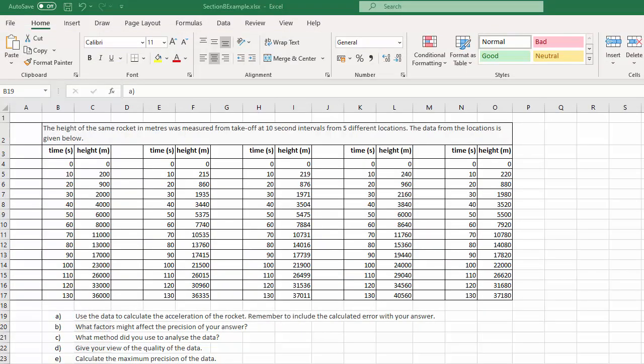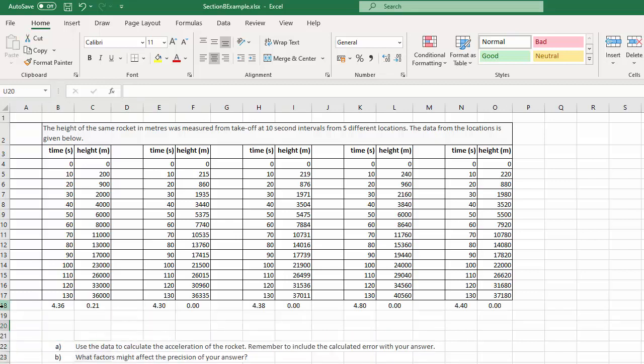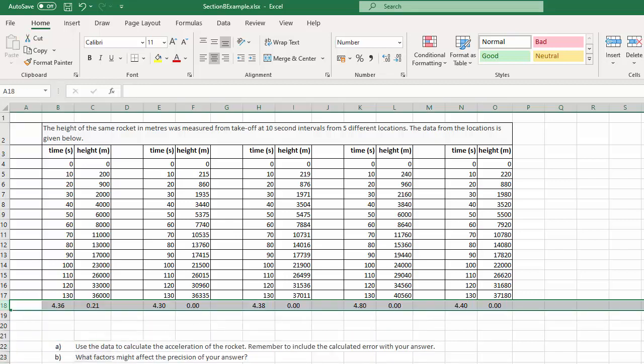So part A. Use the data to calculate the acceleration of the rocket. Remember to include the calculated error with your answer. I'm not going to go through the calculation in this video because the previous video did that, but let's start by moving the questions down a bit. In this row, I've put the acceleration and error. The first number is the acceleration, the second one is the error, for each of the data sets.